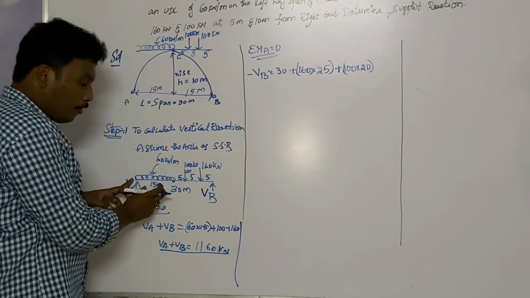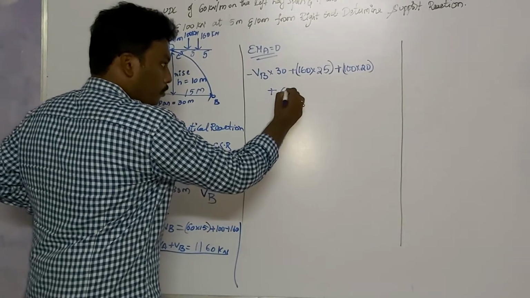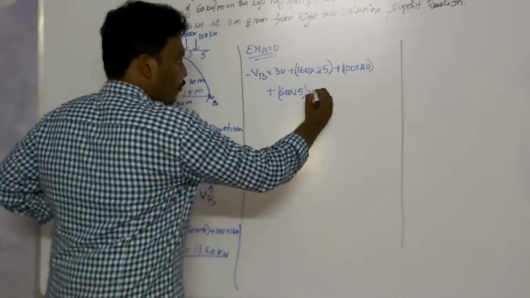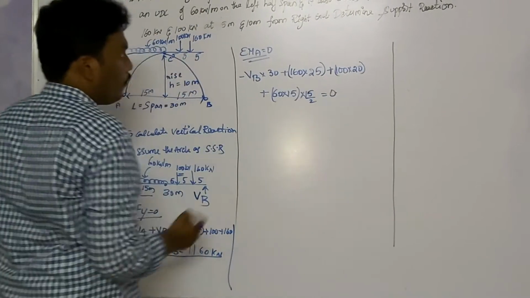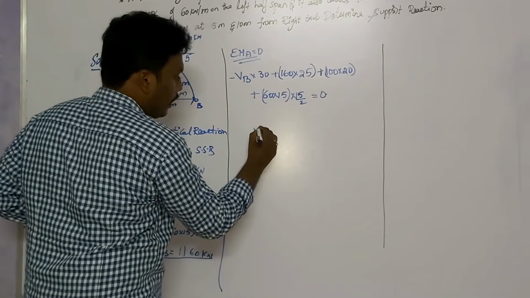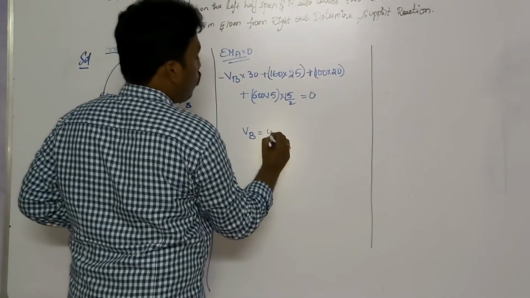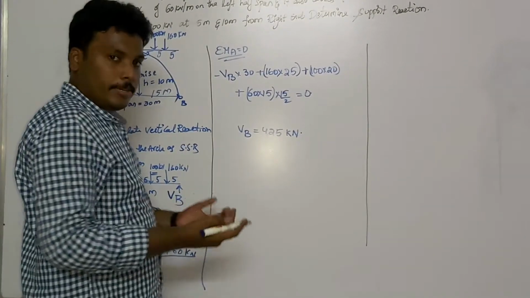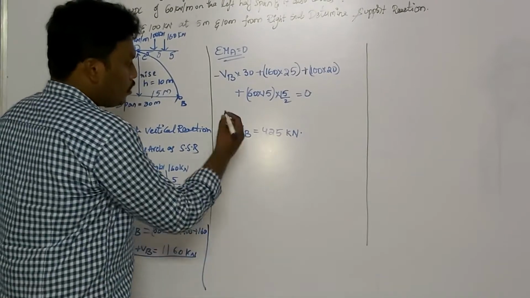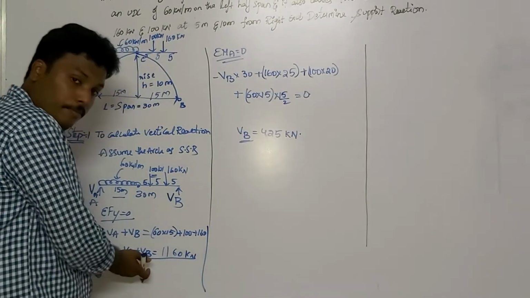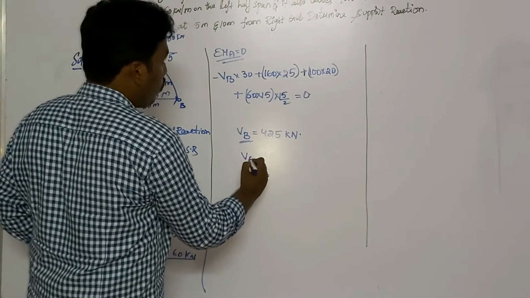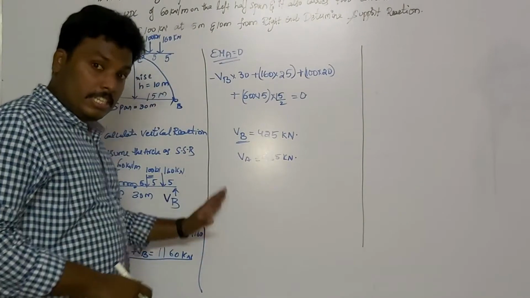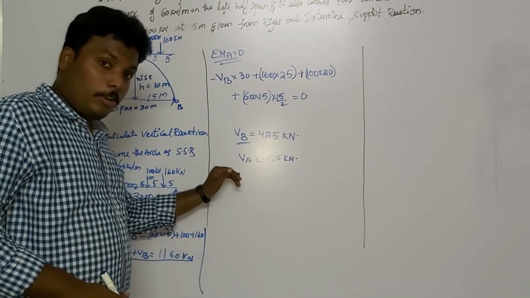Next, 60 into 15 is the load I have. And the perpendicular distance is 50% of it, that is 15 by 2, which is equal to 0. From this if you calculate, you will get VB as 425 kilonewtons. If you want you can check it. Instead of wasting time I am giving you the direct answer. Substituting the VB value here in VA plus VB, therefore VA is equal to 735 kilonewtons. So this is the way we need to indicate the VA value and the VB value.